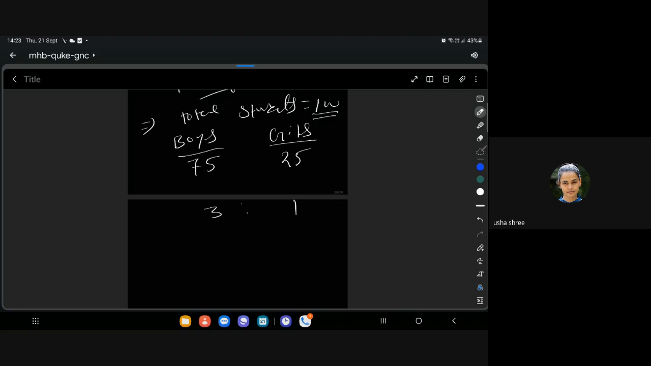If there is one girl, then there are 3 boys. Per one girl, there are 3 boys. Because see, the ratio is 75:25. It means 3:1. Now they have told you the girls are 420. Then what will be the number of boys? Obviously 3 times 420. It will be 1260.